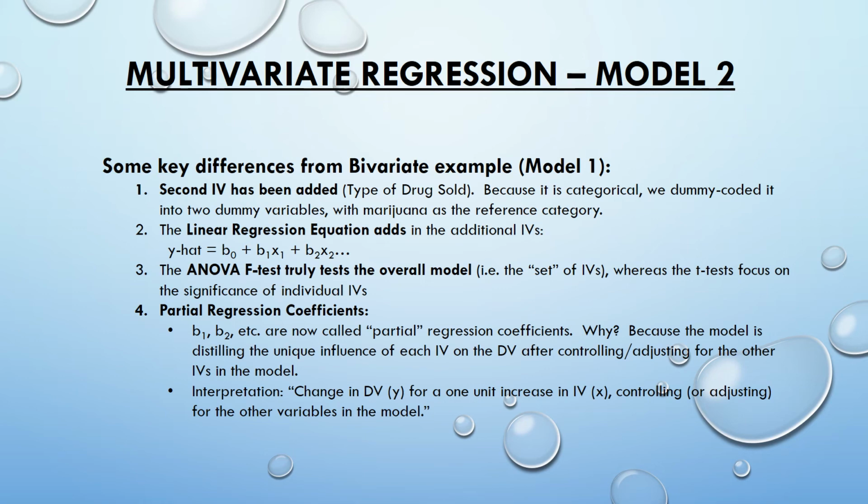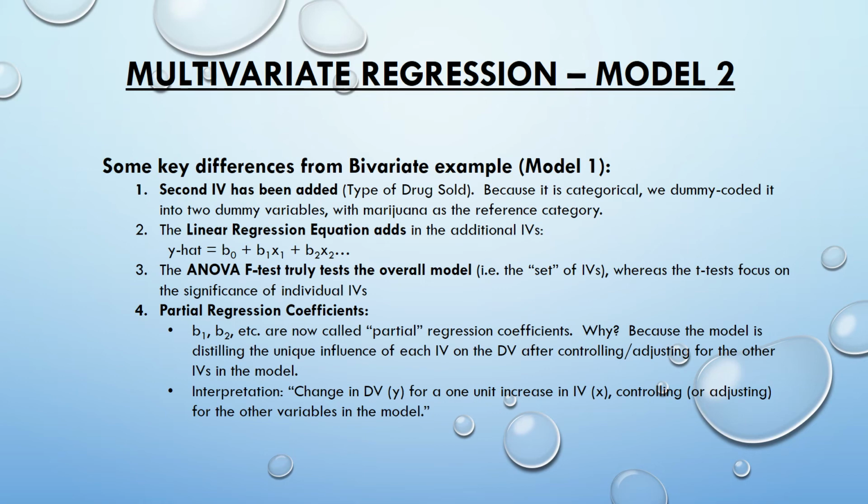What does this do to the linear regression equation or the linear regression model? Well, if you look at point 2 on this slide, what this does is it just starts to add in more slope coefficients, more regression coefficients. So the linear regression equation adds in the additional independent variables, and you can see that illustrated there. And we'll see that when we get to the predictions in a few slides.